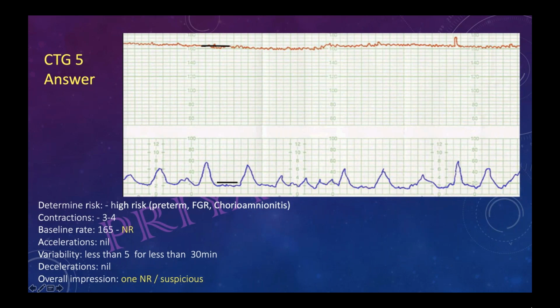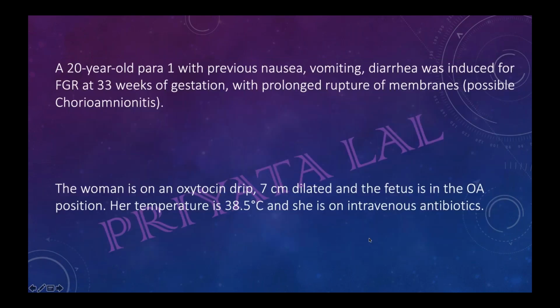So now, if you see this question, this patient has got chorioamnionitis. Temperature is high. She's on oxytocin drip. So yes, this is suspicious. So what will you do? It can start with the preterm also, reduced variability.